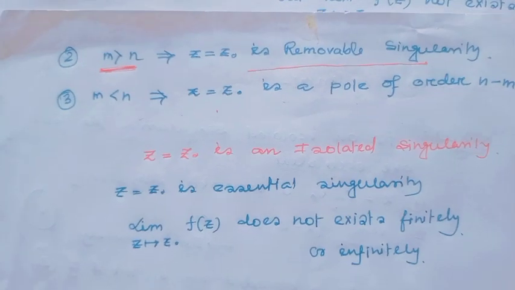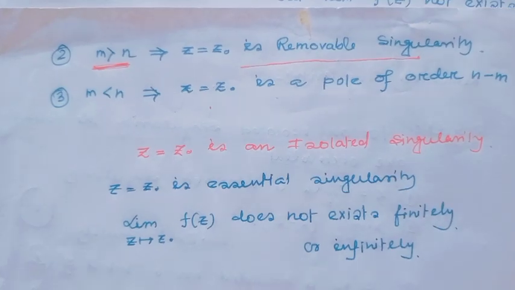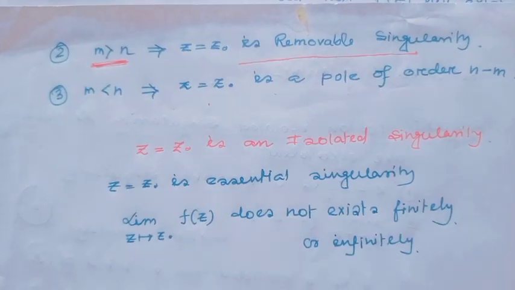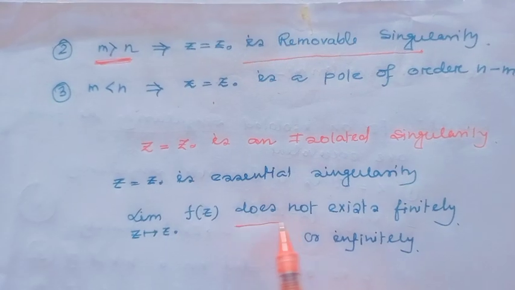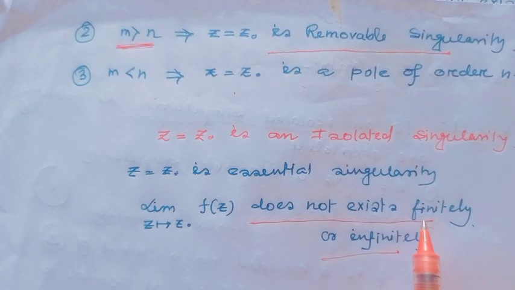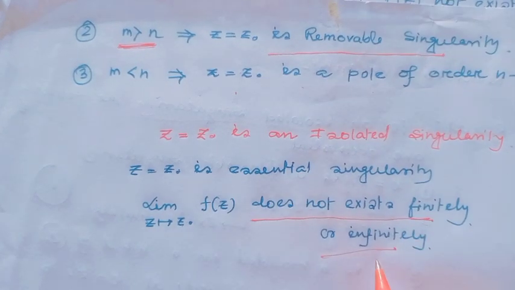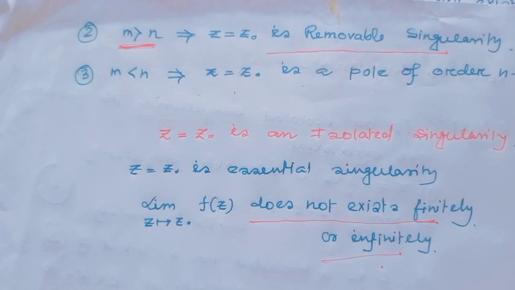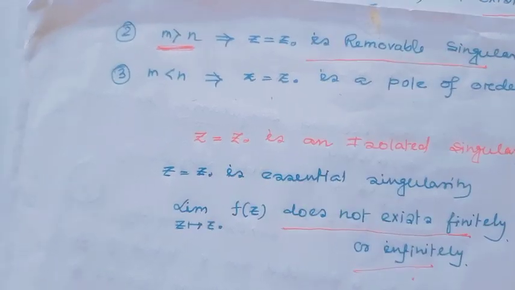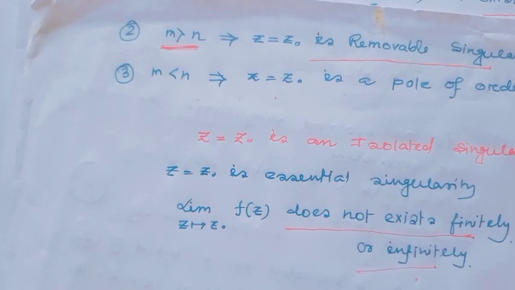If Z equal to Z naught is an isolated singularity, then it is an essential singularity when the limit as Z tends to Z naught of F(Z) does not exist, finitely or infinitely. If the limit exists finitely, that means removable singularity, and if it exists infinitely, that means pole. Essential singularity means the limit does not exist finitely or infinitely, and Z equal to Z naught must be an isolated singularity.